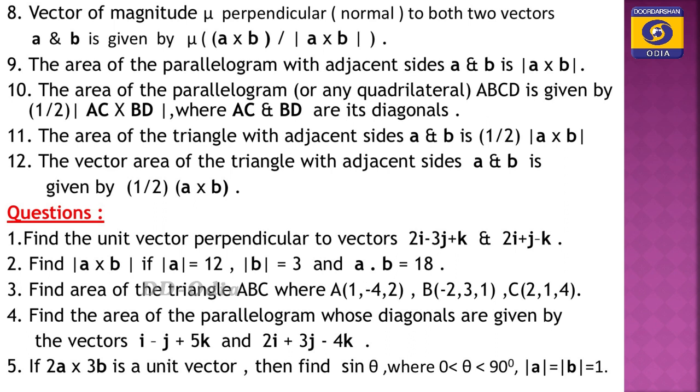Then come to finding the unit vector perpendicular to the vectors. Suppose these two vectors are given, you have to find A cross B by the magnitude of A cross B. Similarly you can find all these questions.